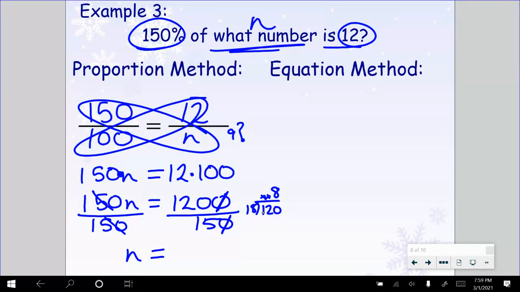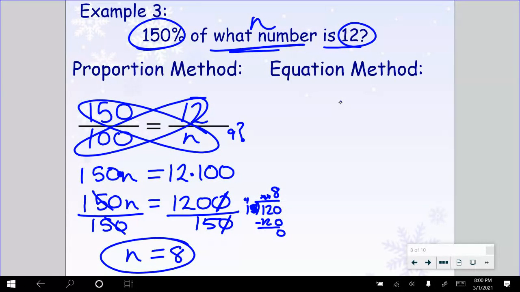Is it 8 times? That's supposed to be a 5. It looks like an 8. 8 times 5 is 40. Carry the 4. 8 times 1 is 8 plus 4 is, well, look at that. Which was pretty close to our estimate of 9, huh?